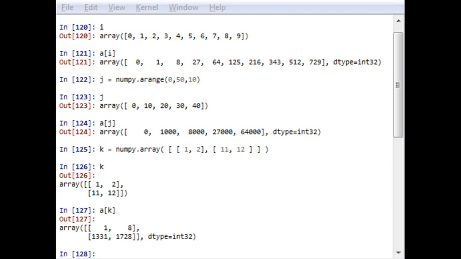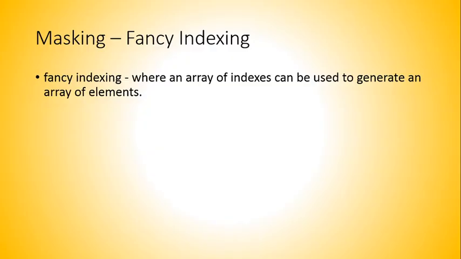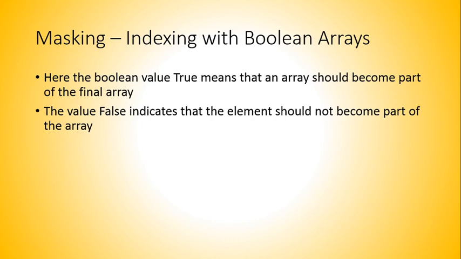The next important type of masking is indexing using a Boolean array. Indexing using integers specifies the position of the element. So by using fancy indexing, we can pick up those particular elements. This is done with a different philosophy when using the Boolean data type for indexing. Here the Boolean value true means that the element should become a part of the final array, and the value false indicates that the element should not become a part of the array. So the Boolean array is similar to fancy indexing, but it uses a different philosophy.